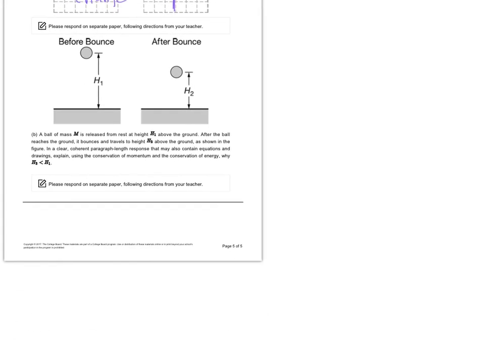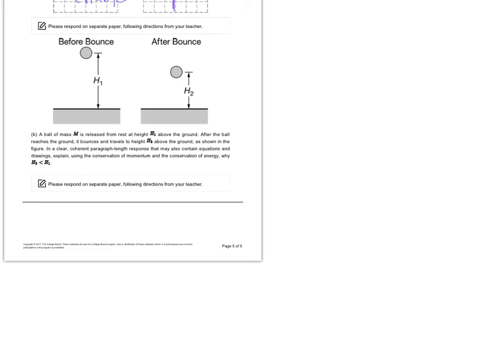Next part, you have the ball released from height h1 above the ground. After it reaches the ground, it bounces and travels to h2. It wants a paragraph length response explaining why, using conservation of momentum and conservation of energy, it does not go as high after the bounce. So this was worth 5 points. There were 4 main ideas they were looking for, in addition to the 1 point for writing a clear, coherent paragraph with logical arguments.